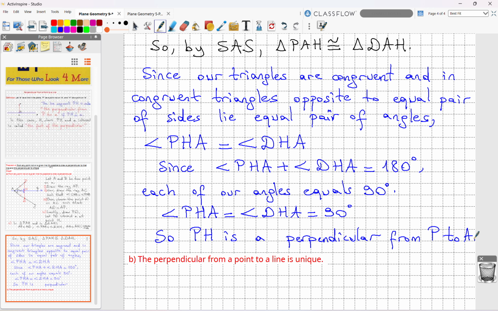The lesson is too long now. Let's explain the uniqueness of this perpendicular in our next lesson video.